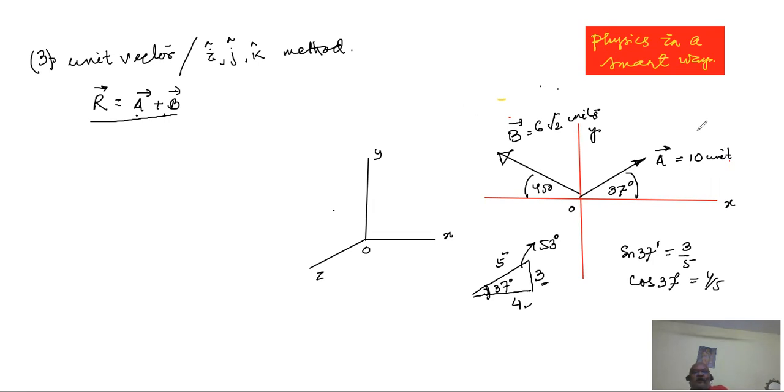The idea in this method, the unit vector or I J K method, is that it is not an independent or unique style. It derives its fundamentals from the components and all those things that you have learned. Let us say we consider another diagram where we show the positive x-axis, positive y-axis, and positive z-axis.